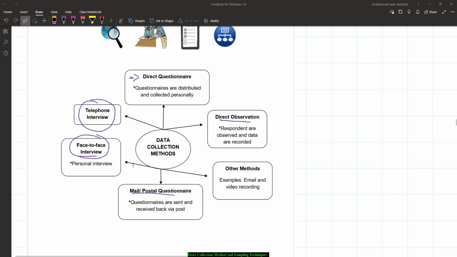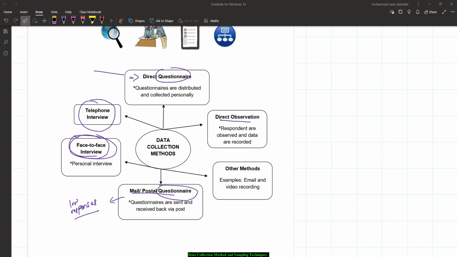Another type of data collection method. When you are doing a questionnaire, whether direct questionnaire or face-to-face interview, you still have a question. A postal or mail questionnaire, you still have a questionnaire. This is an old method, where we post or mail the questionnaire to the respondent, and we are expecting the respondent to fill it in and return it. Usually you are going to have a low response when you are doing a mail or postal questionnaire.